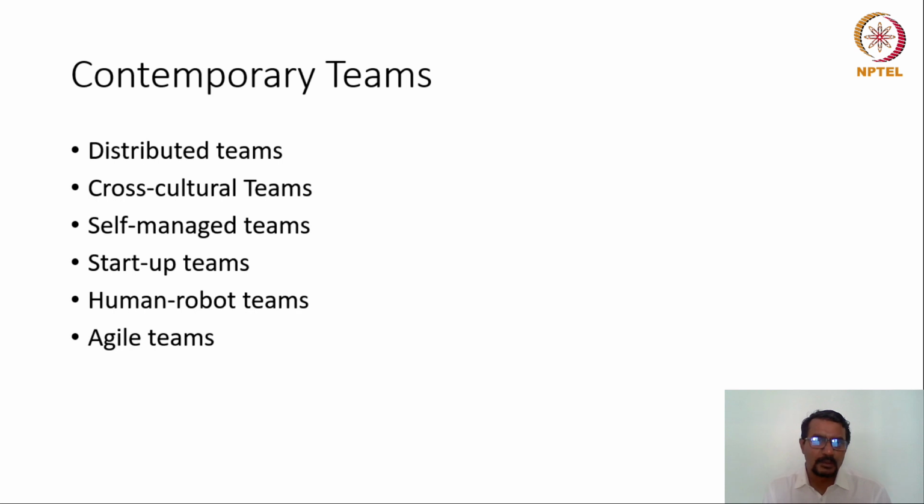Startup teams are smaller organizations, newer organizations. Even though in terms of scope they are organizations, in terms of their size and the way they operate, they may act like teams. So there are very unique challenges in these kind of smaller organizations which behave like teams. We also spoke about how recently there are more and more teams which use robots or AI in enhancing their performance. So in that case, these robots or AI can also be considered as part of the team, or they can be considered as team members.